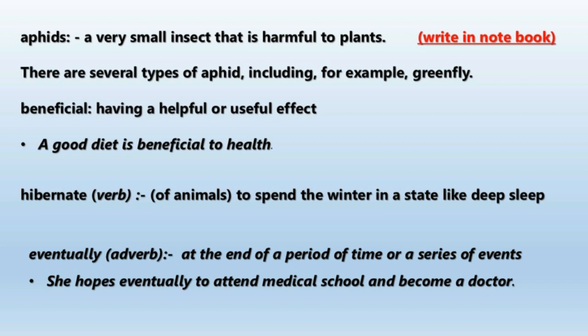Aphids: a very small insect that is harmful to plants. There are several types of aphids, including, for example, green fly. Beneficial: having a helpful or useful effect. A good diet is beneficial to health. Hibernate, which is a verb used of animals: to spend the winter in a state like deep sleep. Eventually, which is an adverb: at the end of a period of time or a series of events. She hopes eventually to attend medical school and become a doctor.